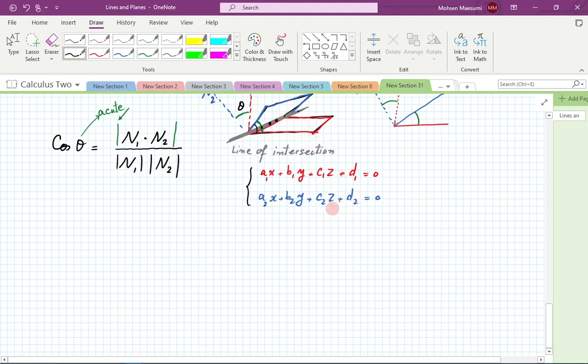Okay, how do you solve an equation like this? Let's go ahead and practice. Suppose I have the following problem. Find the line of intersection of two planes.